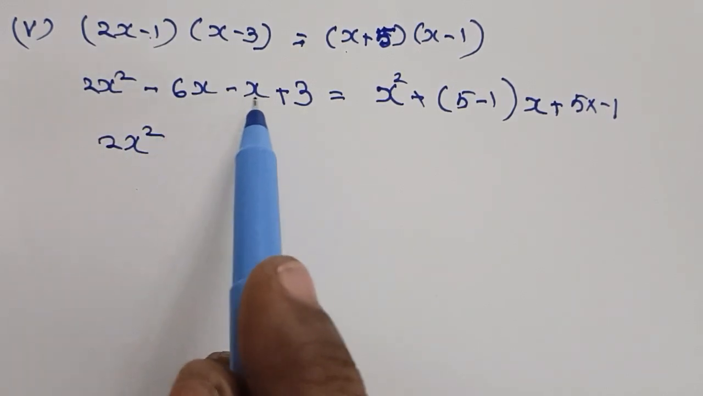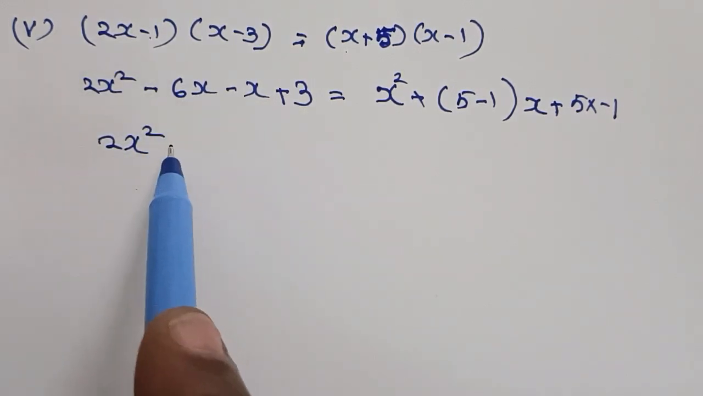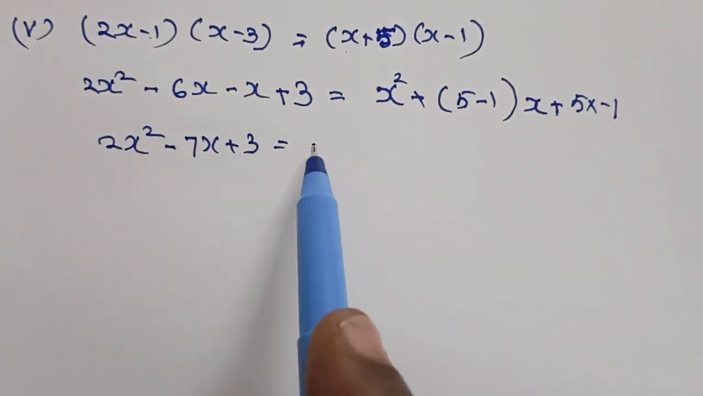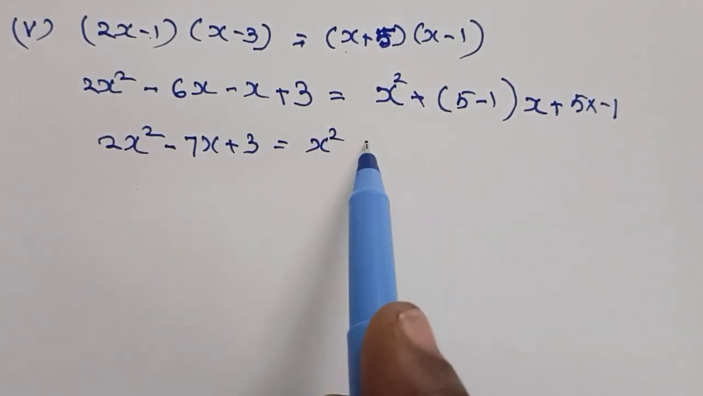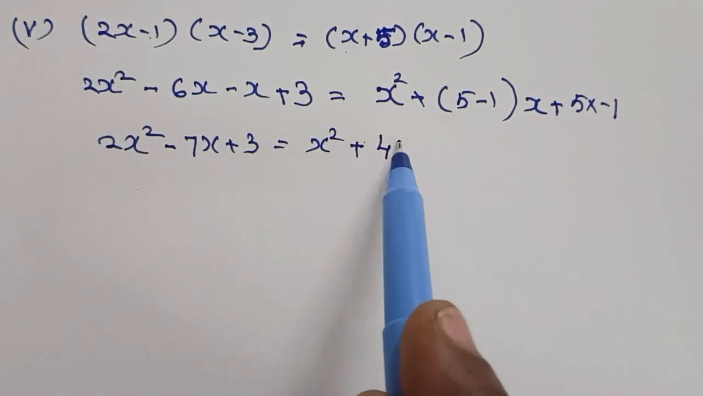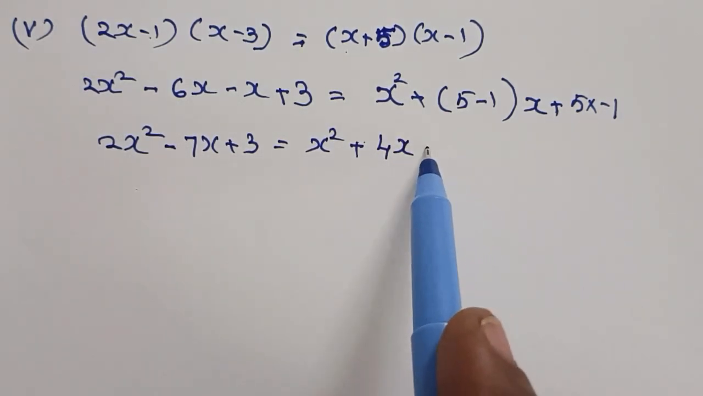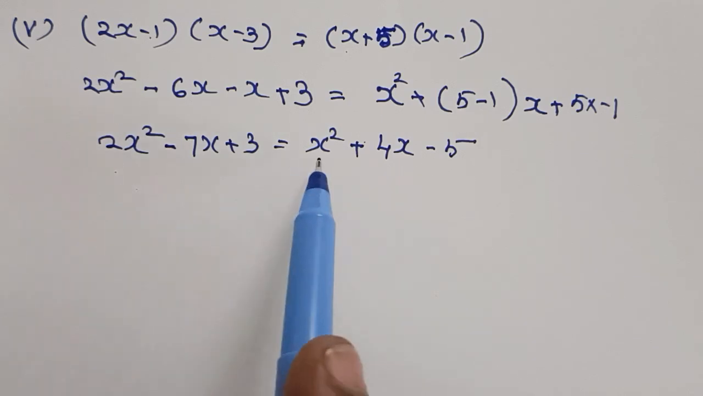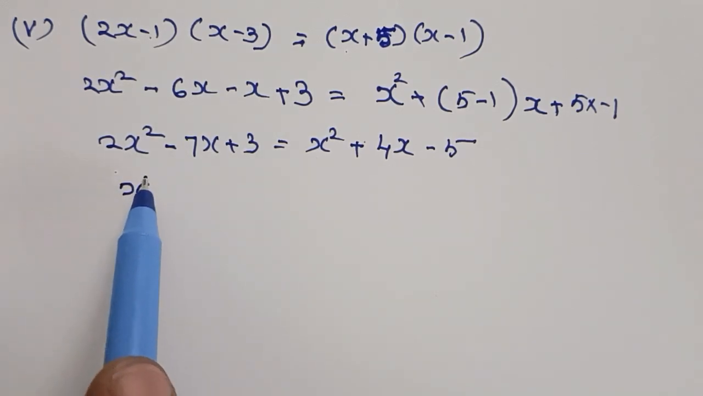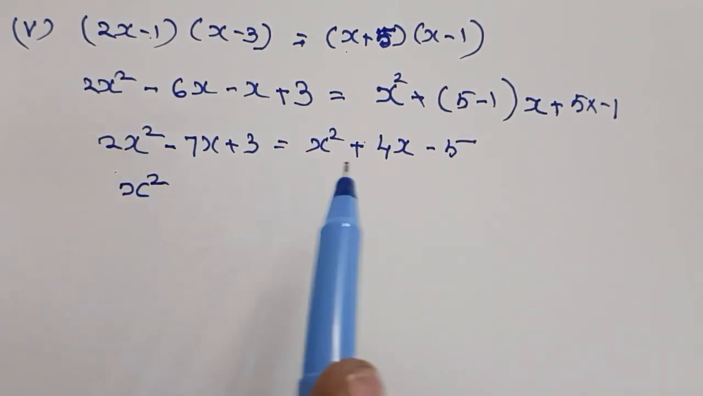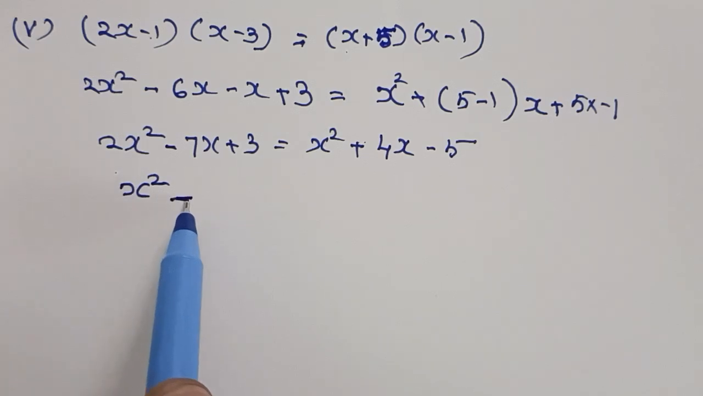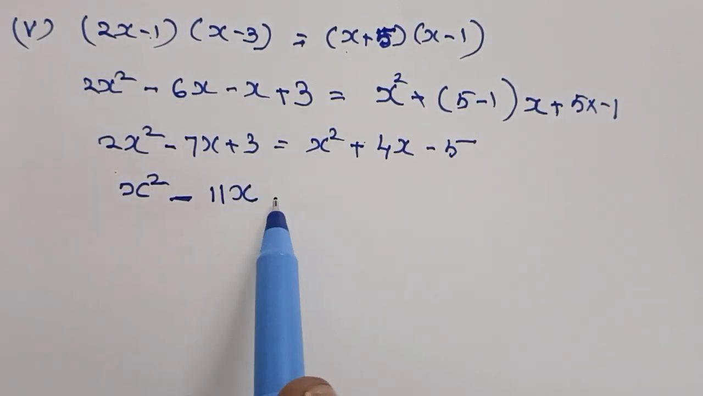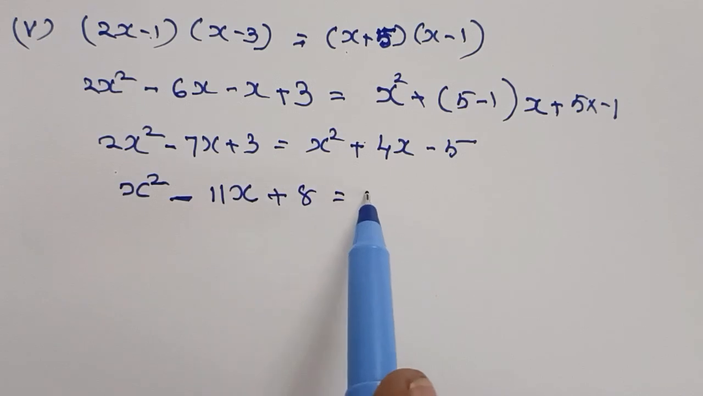Here we can collect like terms: minus 6 minus 1 that is minus 7x plus 3 equal to x square, 5 minus 1 it is plus 4x, 5 into minus 1 is minus 5. Now collecting like terms, 2x square minus x square that is x square, minus 7x minus 4x will become minus 11x, 3 plus 5 that is plus 8 equal to 0.